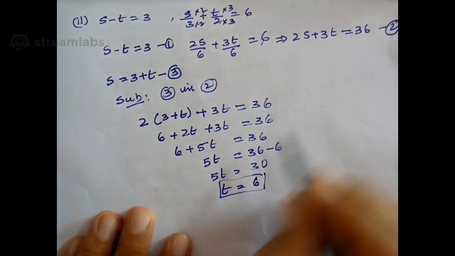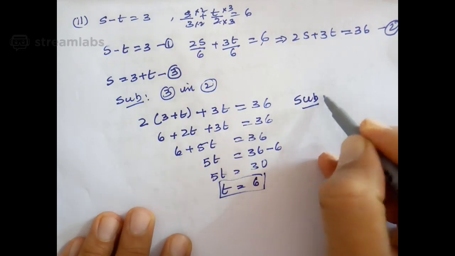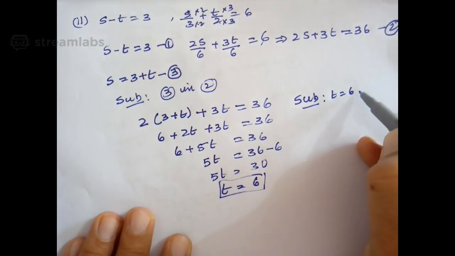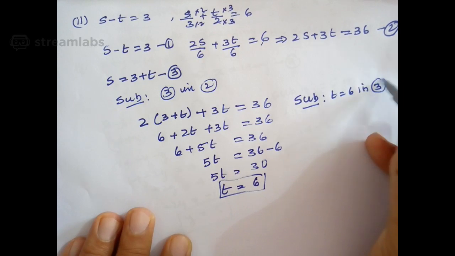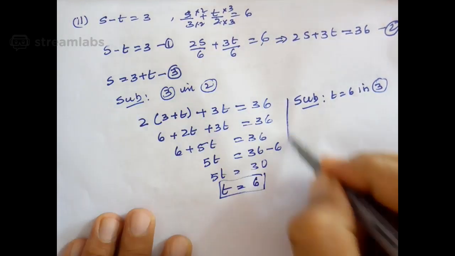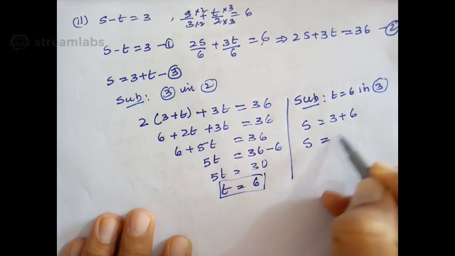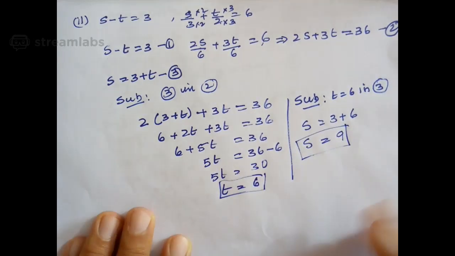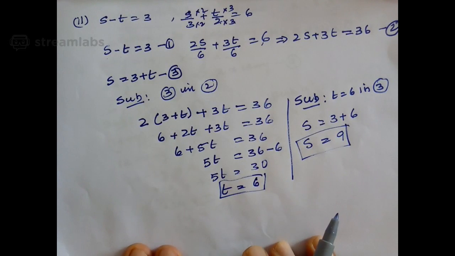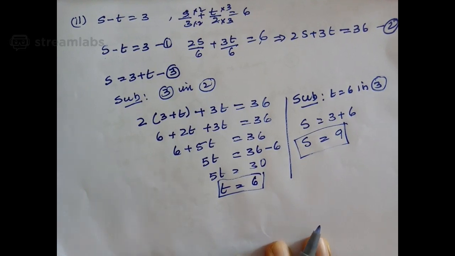Now substitute t is equal to 6 in equation number 3 to get s. So s is equal to 3 plus 6. So s is equal to 9. So these are the values of s and t. They asked to find it.